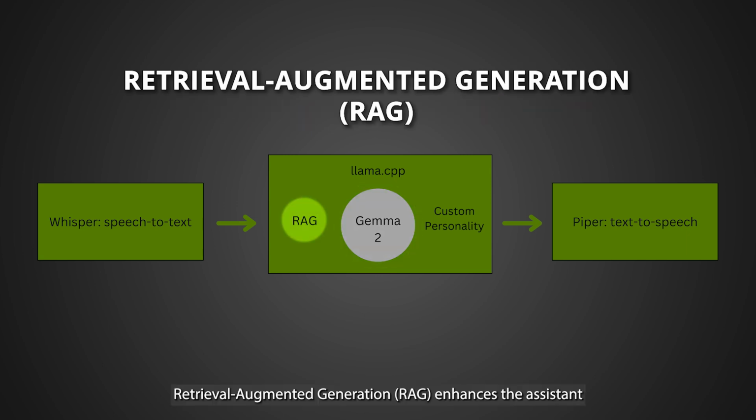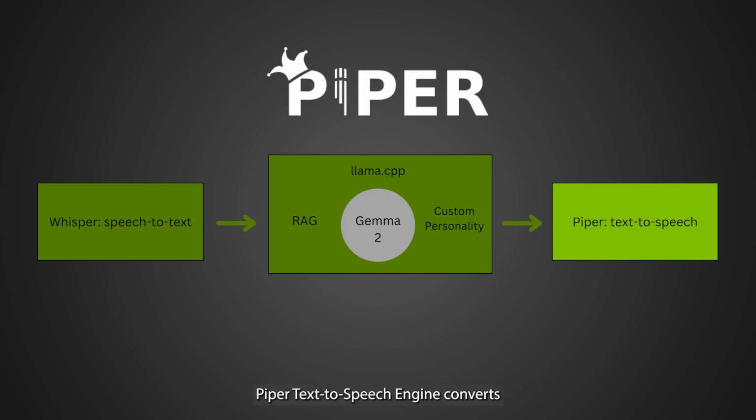Retrieval-Augmented Generation enhances the assistant by allowing it to pull information from a local collection of documents or knowledge base. This means the assistant can give more accurate and detailed answers, especially for specialized topics, by using your own customized data as a reference. Piper text-to-speech engine converts the assistant's text-based responses into natural-sounding speech, allowing for seamless voice interactions.